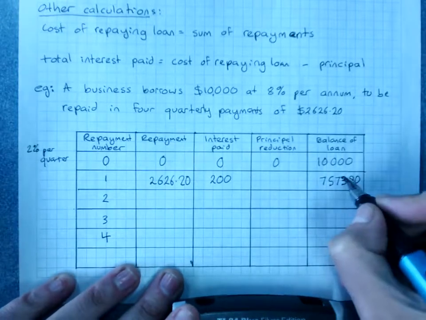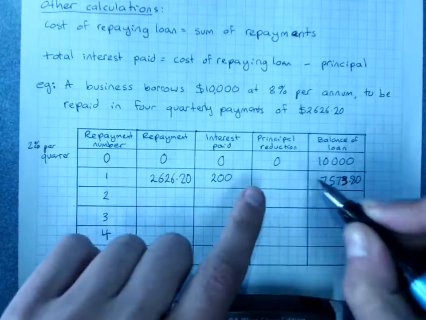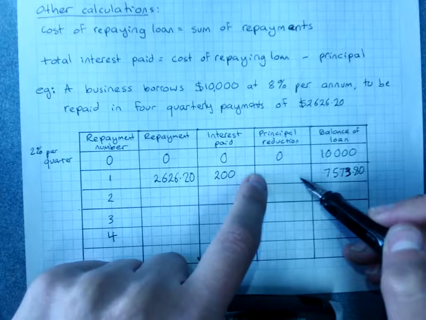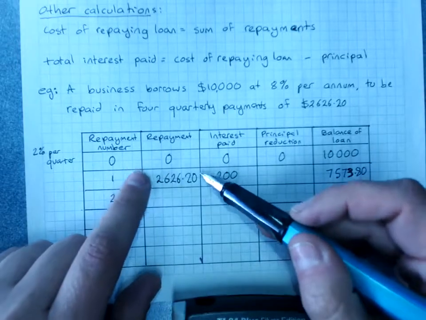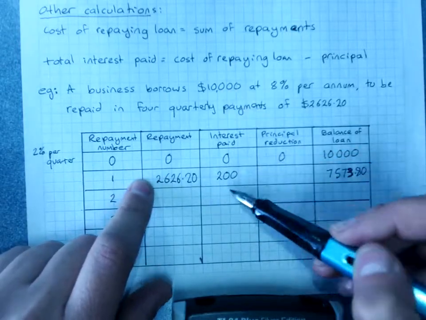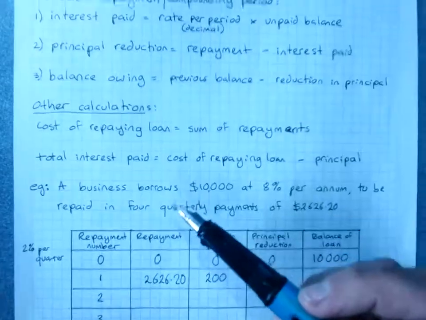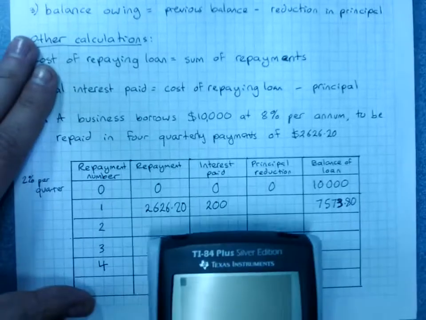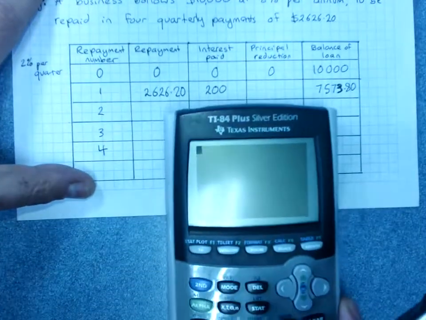But we've skipped an important step here, which is how much did I bring my principal down by? And it's the whole repayment minus the interest paid. So principal reduction, repayment minus interest paid.